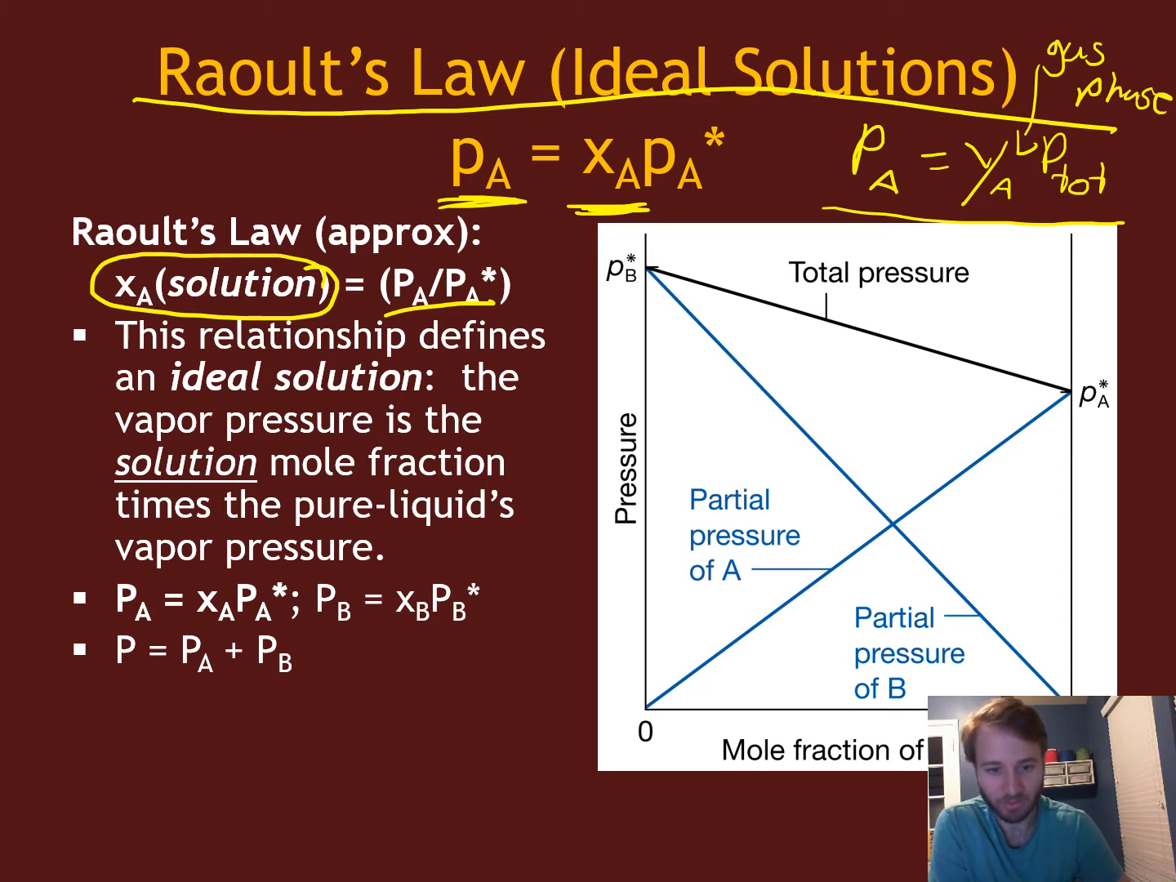And so this holds for both the solute and the solvent. An ideal solution has the total pressure obeying this figure here on the right, where it's just the sum of the partial pressures. The partial pressures are just linear lines, where the slope of that line is really the mole fraction, and the intercepts are the pure liquid vapor pressures.